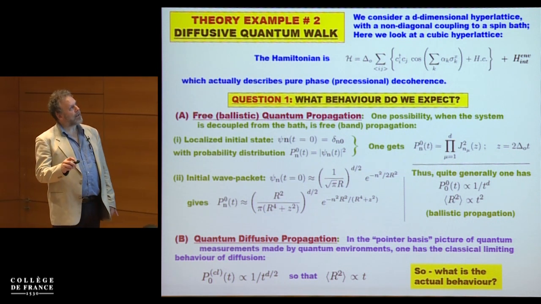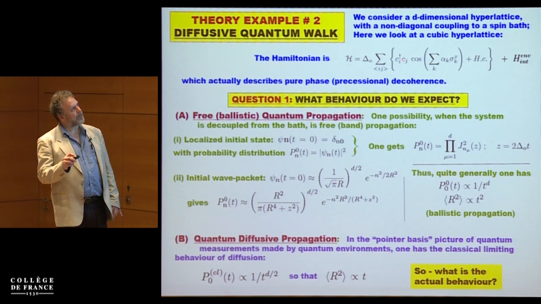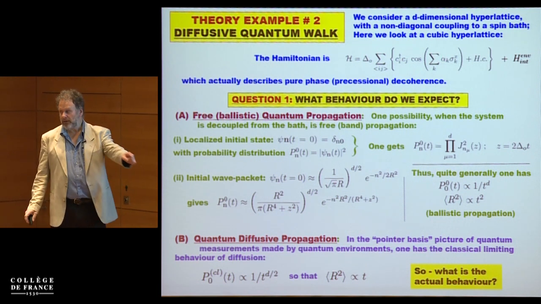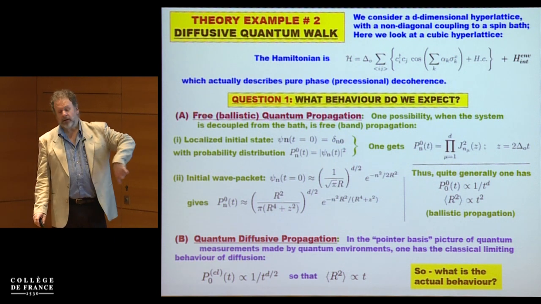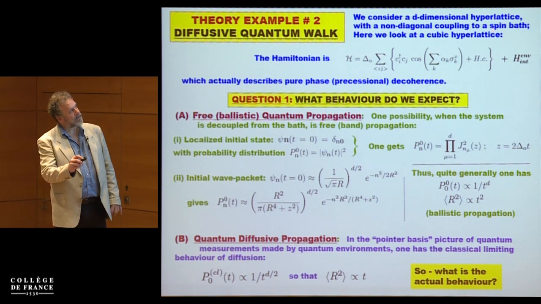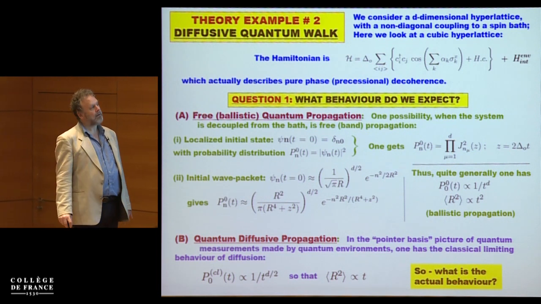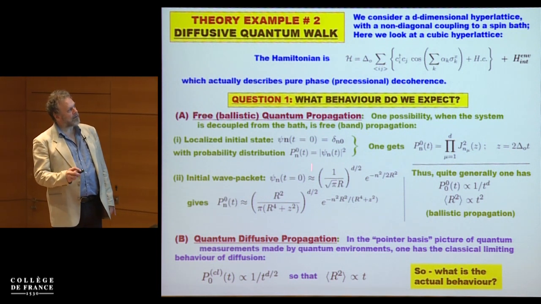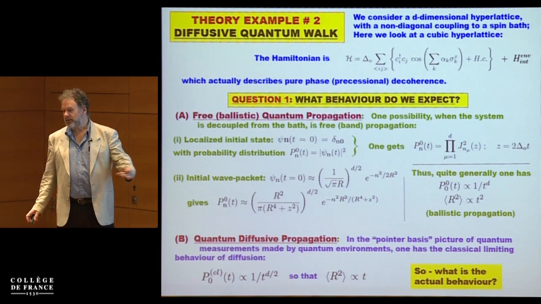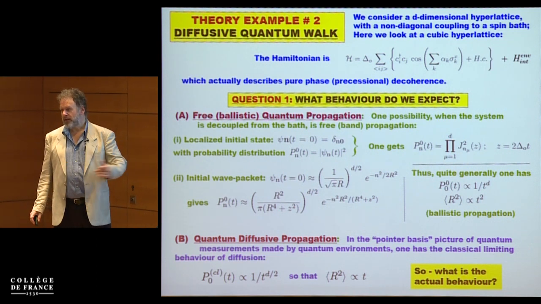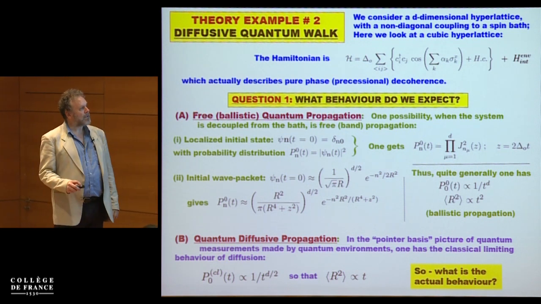Well, first of all, we can imagine that the bath is not even coupled to this hopping particle, so that these alphas are all 0, so we simply have a particle hopping round a ring. Or actually, this is a cubic hyperlattice in some number of dimensions d. Well, if the particle's free, then we simply expect ballistic motion, band motion. So it'll just move through the lattice with some mean velocity.